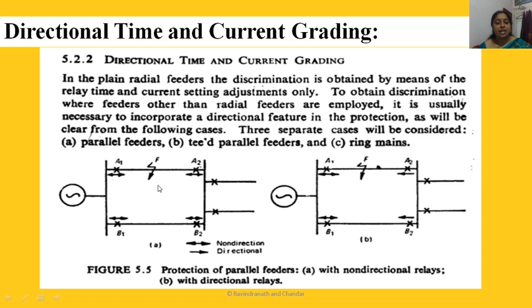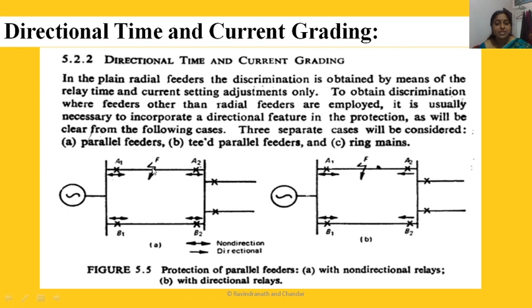Now, if we have a parallel feeder, in one feeder at the sending end and at the receiving end, we locate a relay. Relays A1 and A2 for the upper feeder, relays B1 and B2 for the lower feeder. Fault at F. If there is a fault at F, then definitely our requirement is that relays A1 and A2 should trip for the fault at F, or they should give a tripping signal to the circuit breaker.